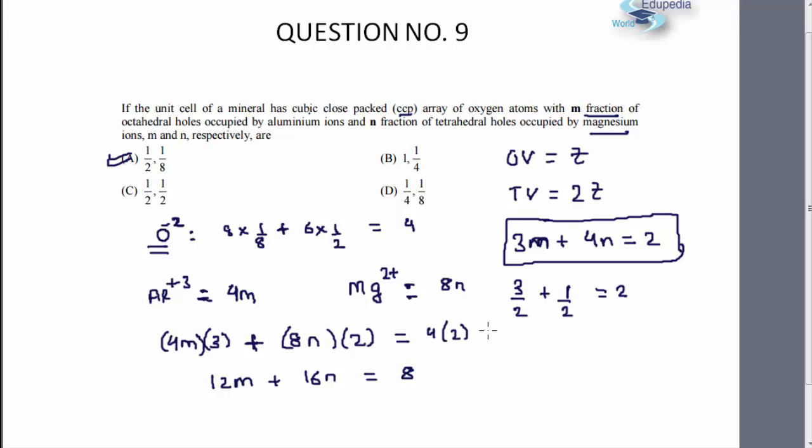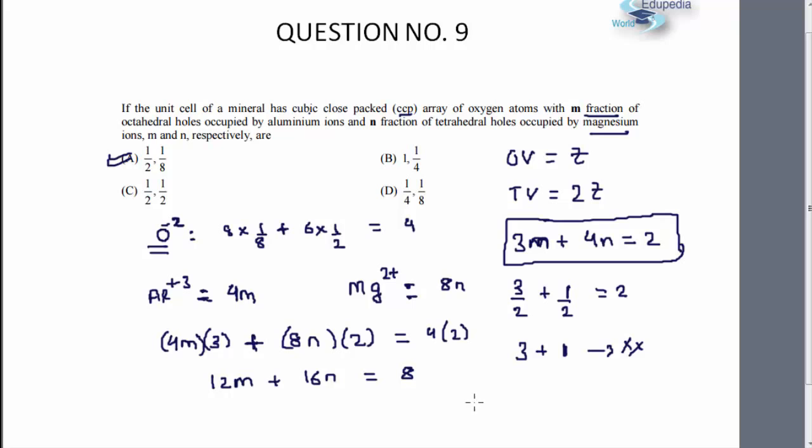Let me try and inspect other options. If I put m as 1, this will be 3. And if I put n as 1 by 4, 4 into 1 by 4 will be 1. So obviously 3 plus 1 will be 4. This is not going to be my answer.